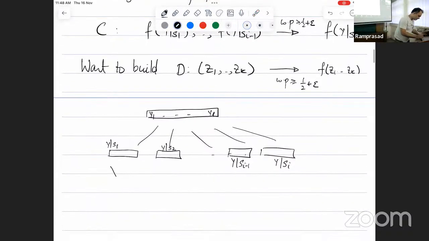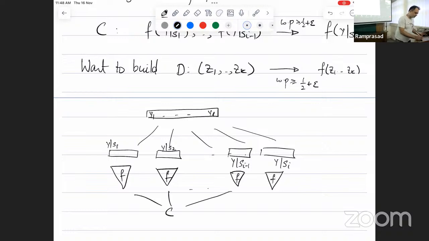And what is C given? So if I apply f on each of them. Okay. So C somehow apparently takes all of these inputs and manages to somehow output this with high probability. Whatever, with some probability, whatever. That's the behavior of C. Now I need to build D. So D has some input Z1 through Zk. I need to figure out how am I going to use C.